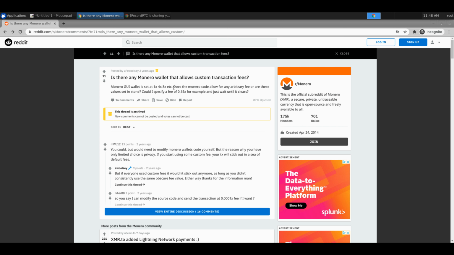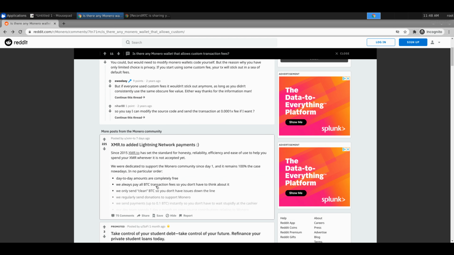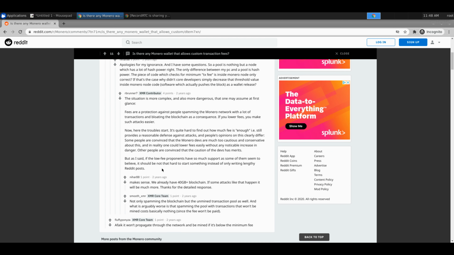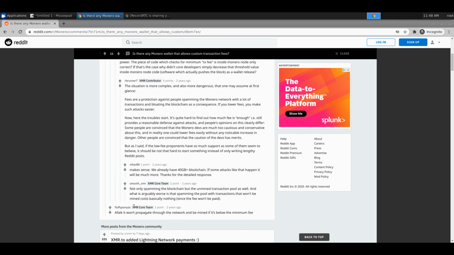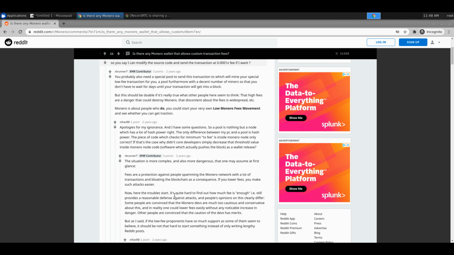Another interesting thing is that most people think that's somehow a protocol rule, and that if you try to send a 5x fee or something weird like that, it would get stuck. But that's actually not the case. If you look through this Reddit posting on Monero, someone asked, can I do an arbitrary fee, or are they set in stone? Most people say yeah, you can do it. What's interesting is Fluffy Pony from the core team says it won't propagate through the network and be mined if it's below the minimum fee.